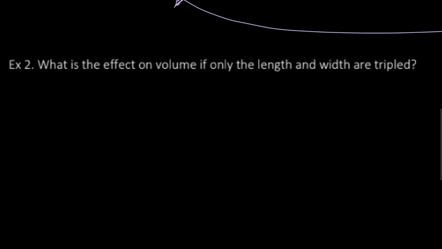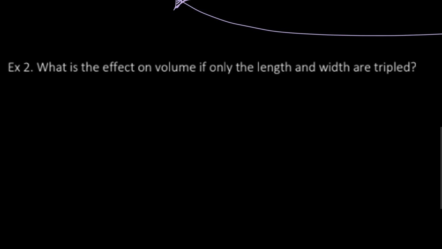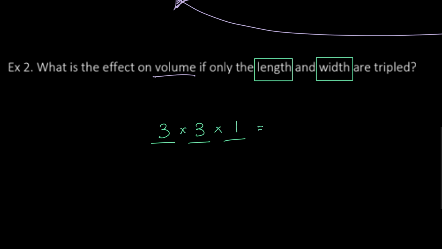Right. So here it says, what is the effect on volume if only the length and width are tripled? So how many dimensions are changing now? There are 3 for volume, but only 2 of the dimensions are tripled. So I only put 3 for 2 of my dimensions. The other one remains the same. So what is 3 times 3 times 1? So our new volume is 9 times larger.